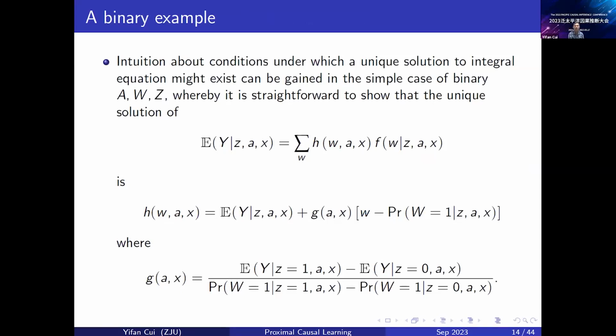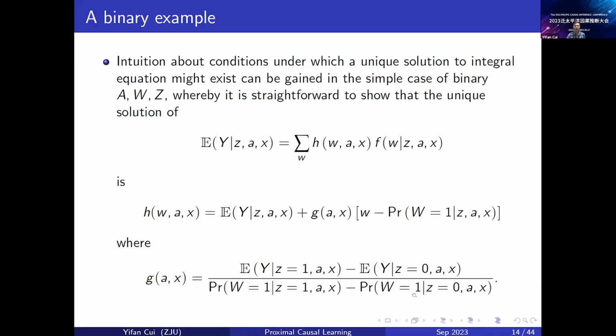to look at when A, W, and Z are all binary. What does this condition say? So here, the expectation is not an integral equation anymore. It's just a sum, and by a very simple calculation, you get the closed form of h, and the g is defined in the following way. The last line. So we want the existence of this h.